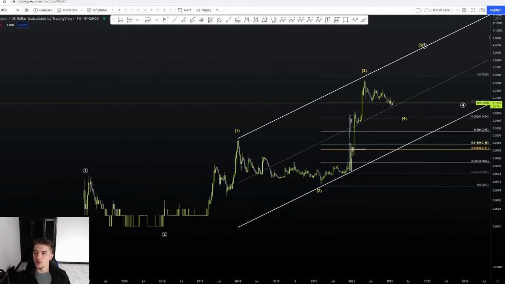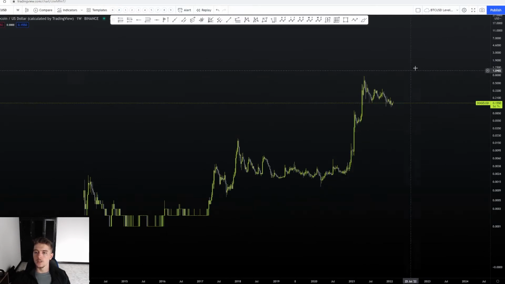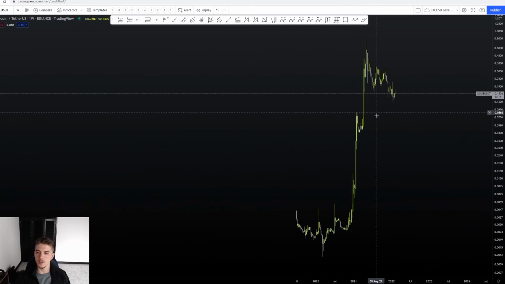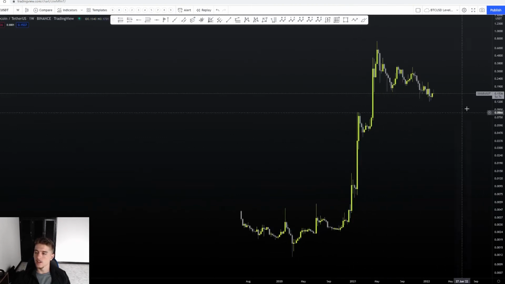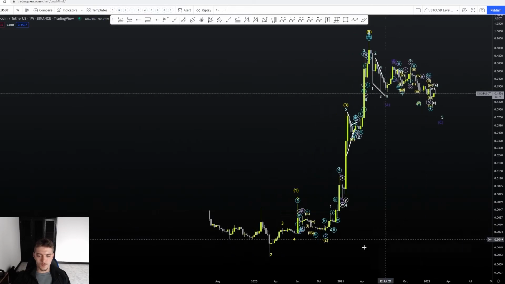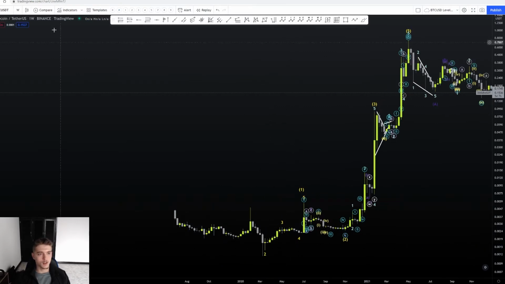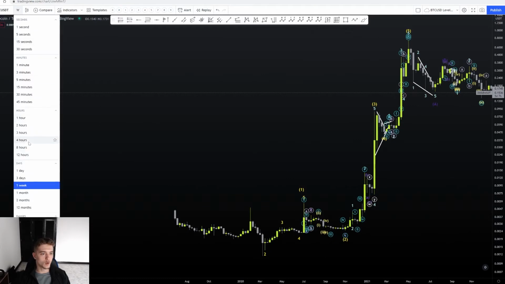But without further ado, let's go to another chart to go over the subdivisions on a lower time frame. So let's go to Doge USDT, which is where I did my subdivisions on the lower time frame, in this area right here. And they would look like this. So this would be the bottom of that wave 2 that I showed you guys previously, which would be the lows put in March of 2020. Let's zoom into the 4-hour chart.